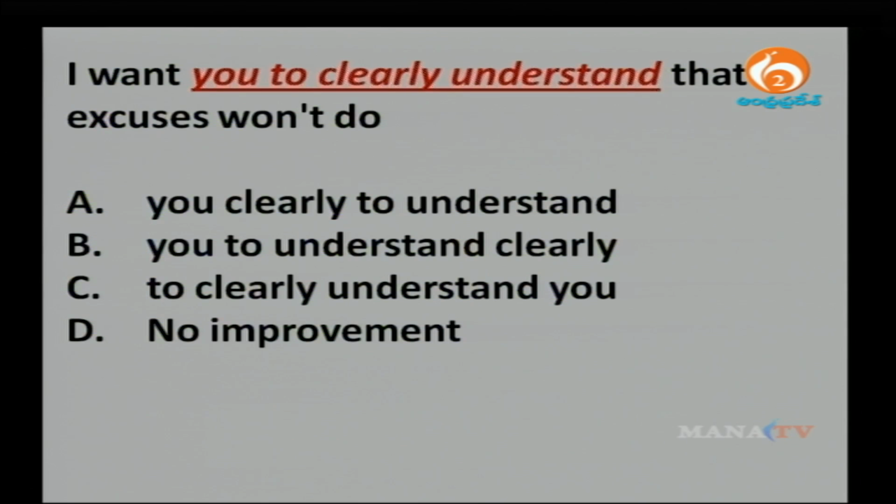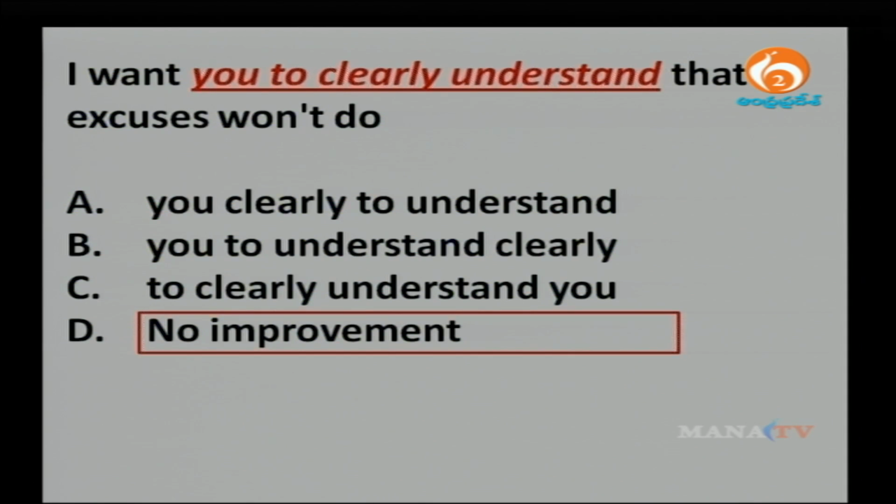I want you to clearly understand that excuses won't do. Now, when we use the word won't do, it means excuses won't work. I want you to clearly understand that excuses won't do. Now, this sentence itself is accurate. None of these options will actually make sense grammatically. For example, I can't say I want you clearly to understand. No. I want you to understand clearly. Now, clearly is an adverb, understand is a verb. Now, the adverb will have to come first before the verb. All right.